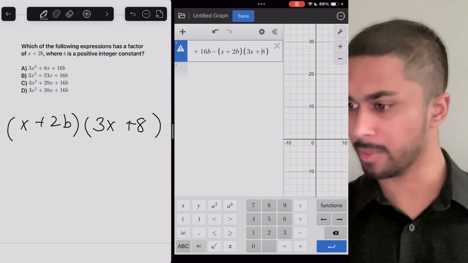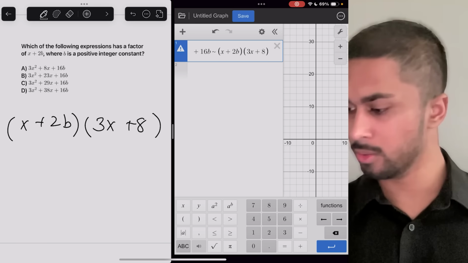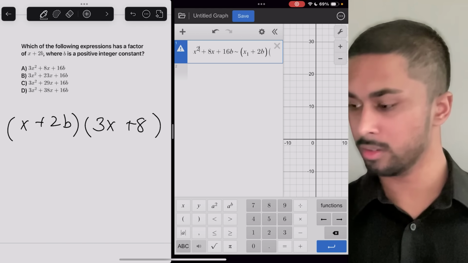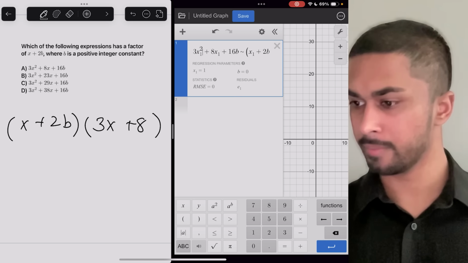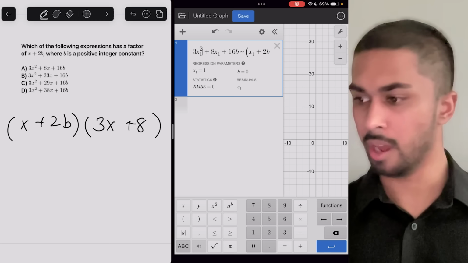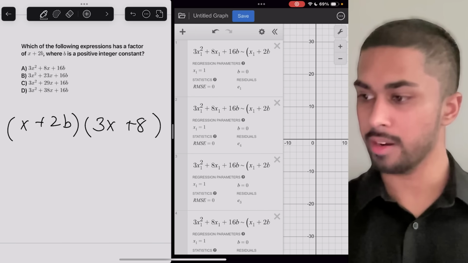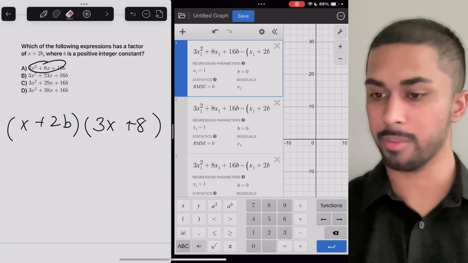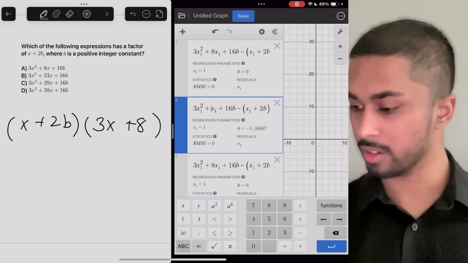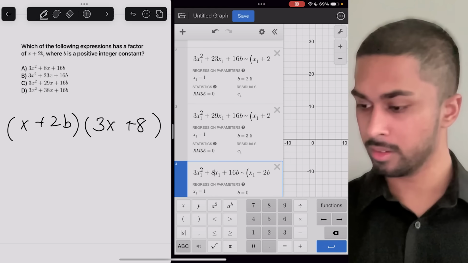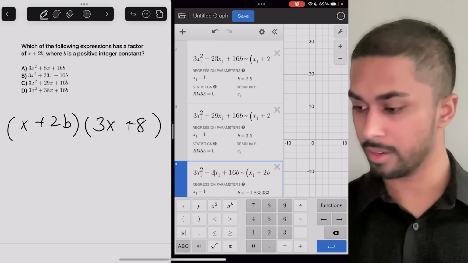Okay, I seem like I typed everything in right. And now we're going to switch everything to x1 by typing a 1 directly after the x. We don't need to change the b at all because Desmos doesn't care. All right, perfect. Now we're going to duplicate this a few times. This one was answer choice A, right? Because we did 8x. Let's change this to 23x. And let's just go down the list. 29, and what is this? 38.